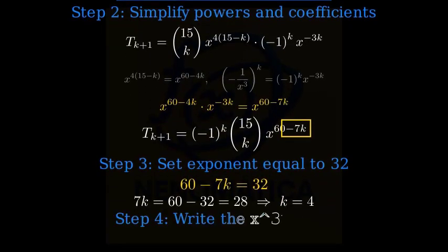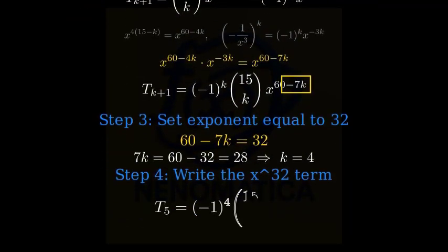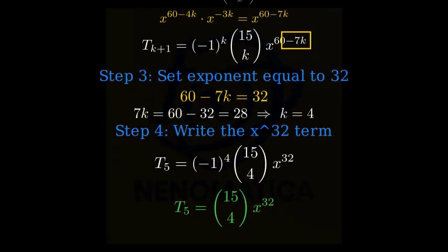Step 4. Substitute k equals 4 into the simplified general term. That is t sub 5 equals negative 1 to the 4 times 15 choose 4 times x to the 32. Since negative 1 to the 4 is 1, the sign is positive.